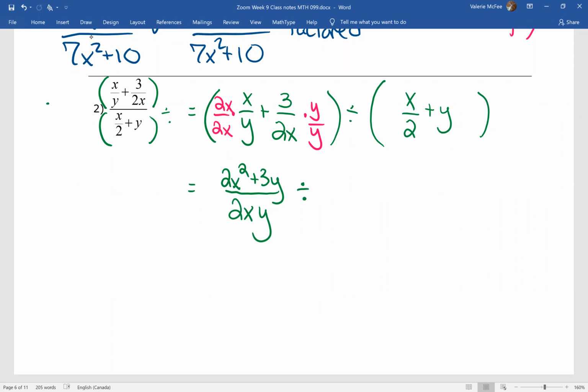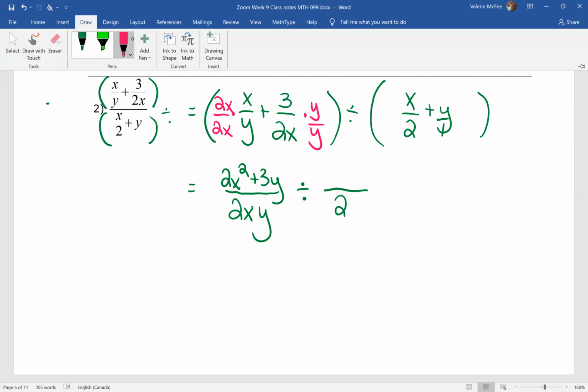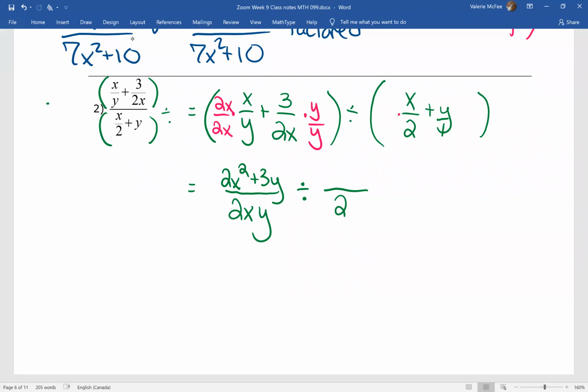If you haven't written the second bracket over a common denominator, pause your video and give it a try now, remembering, of course, that y is over 1. Our common denominator will be 2. There are no factors missing from this term, so I don't need to multiply it by anything. But here, we're missing the factor of 2. So we have x plus 2y all over 2. Now we can change this to multiplication by the reciprocal.